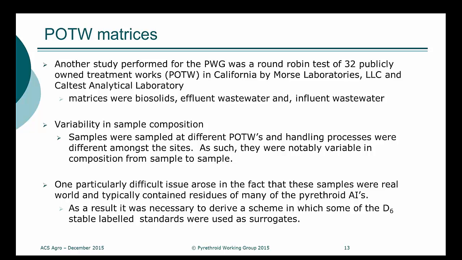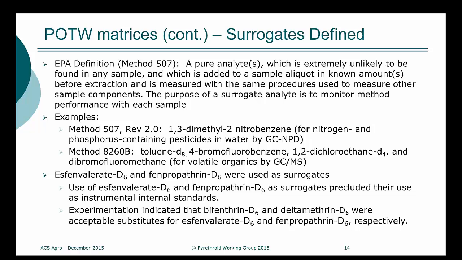Because of this issue, we derived a scheme in which we used some of this D6 labeled material as a surrogate. Here I've defined by the EPA definition what a surrogate is. I won't go into great detail because I believe most of you would understand what it is. But what we did is we utilized the S-phenvalerate and the phenpropanone as surrogates. We utilized these because minimal use of these compounds was used in California, so there was a less likely chance that it would appear in the samples.